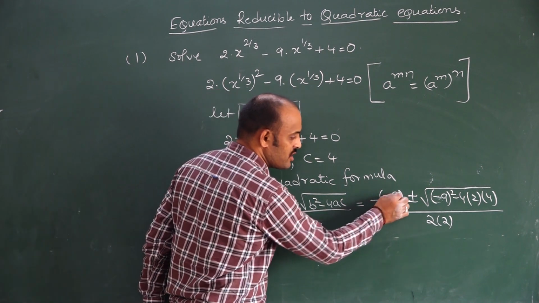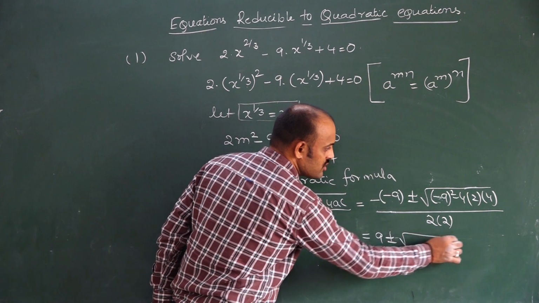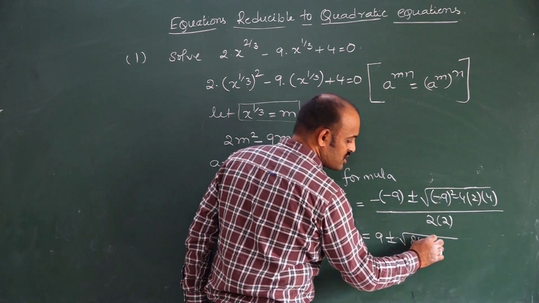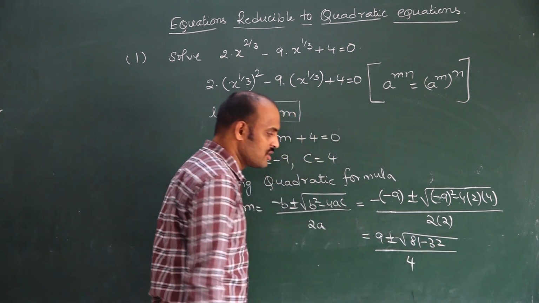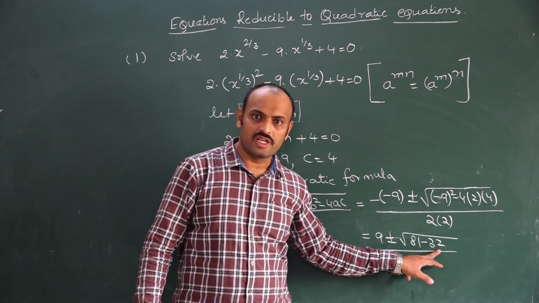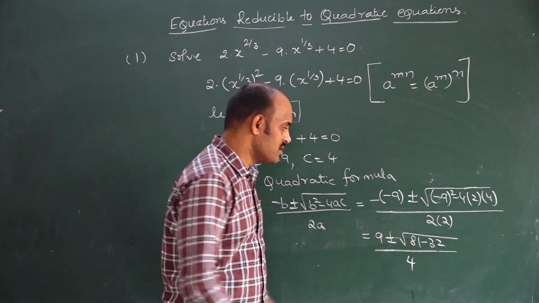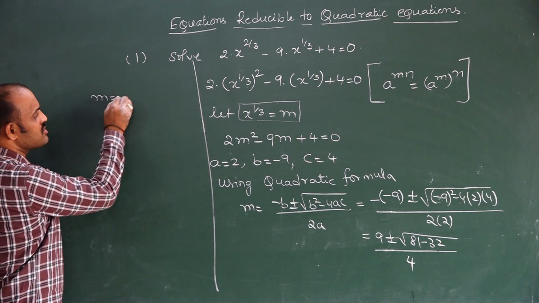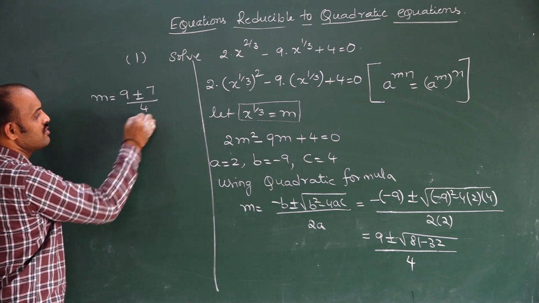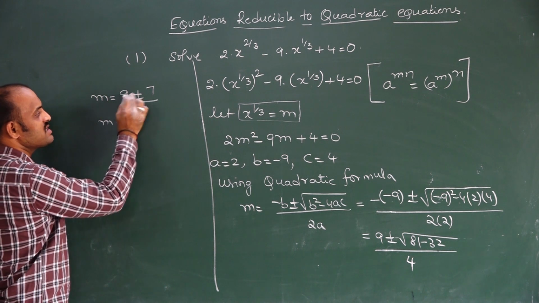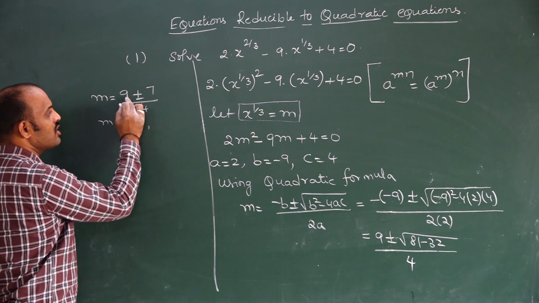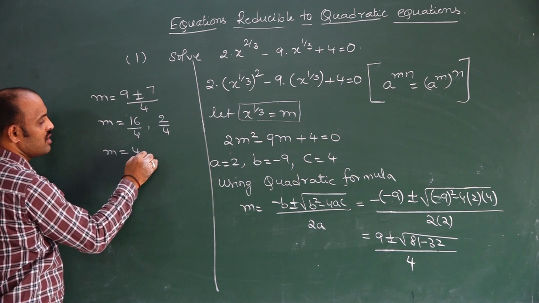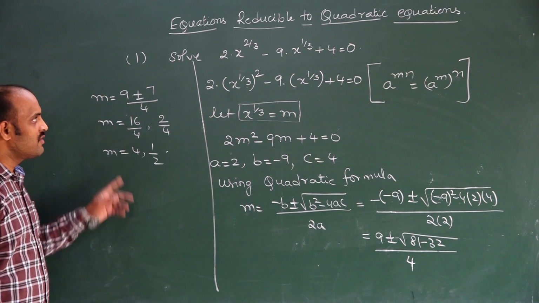So minus of minus 9 is plus 9, plus or minus under root 9 square 81 minus 4, 2s are 8, 8 4s are 32, by 4. 81 minus 32 is 49, root 49 means 7. So m is equal to 9 plus or minus 7 by 4. m is equal to 9 plus 7 by 4, 16 by 4, or 9 minus 7 by 4, 2 by 4. So m is equal to 4 comma 1 by 2. We got the values of m.